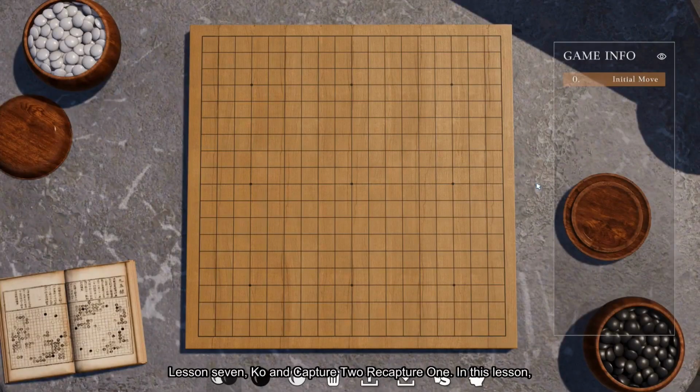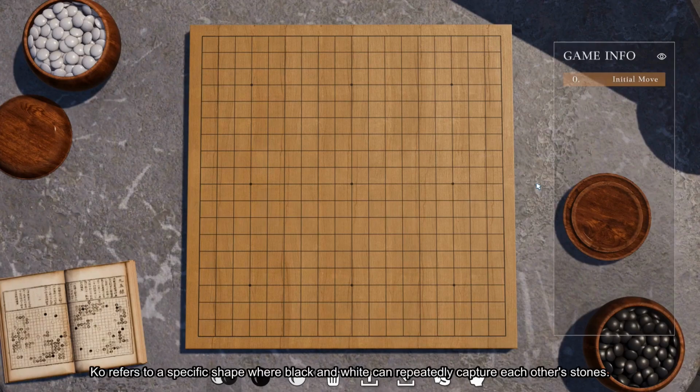Lesson 7. KO and Capture 2, Recapture 1. In this lesson, we will learn about capture 2, recapture 1. Let's first learn the definition of KO. KO refers to a specific shape where black and white can repeatedly capture each other's stones.